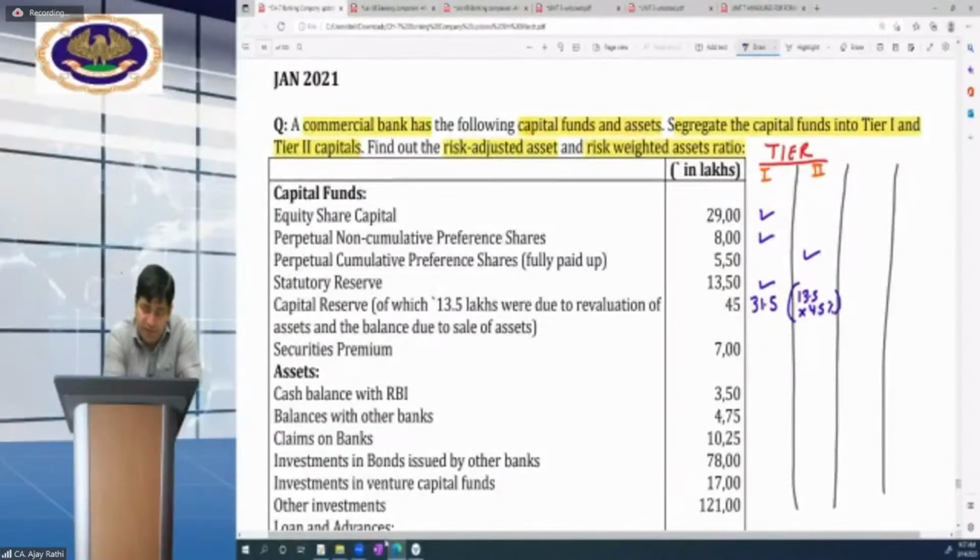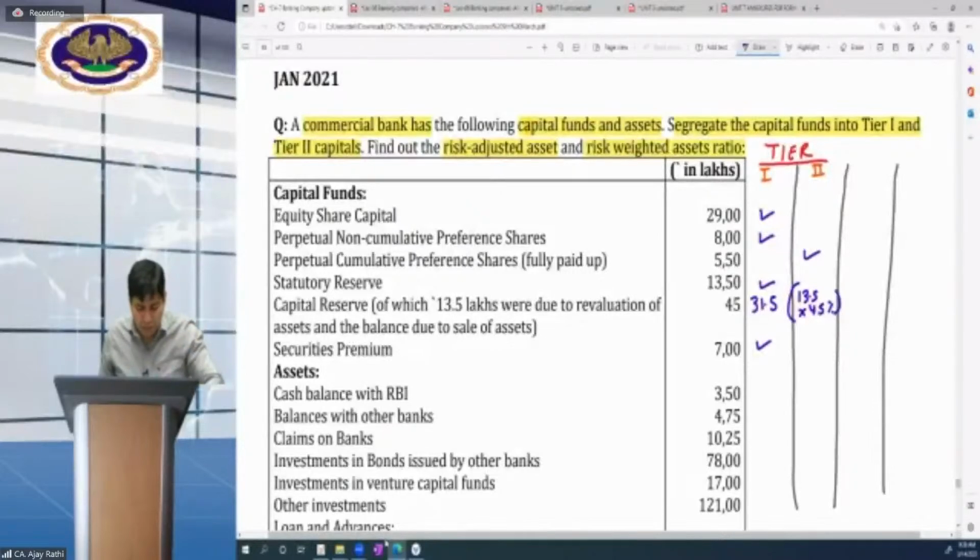Now next one, security premium. Security premium is your own capital profits that have been realized, of course, no doubt, tier 1. So beta, we have calculated the tier 1 and tier 2. Ultimately the total must be there, and that will be after reducing revaluation reserves at 55%. So see, that is your capital fund.